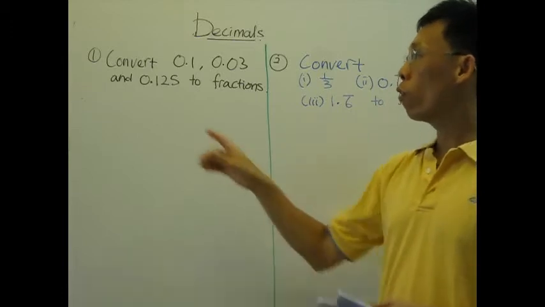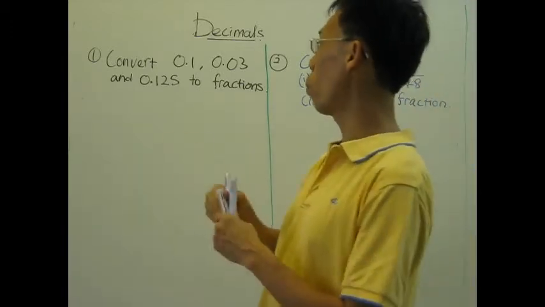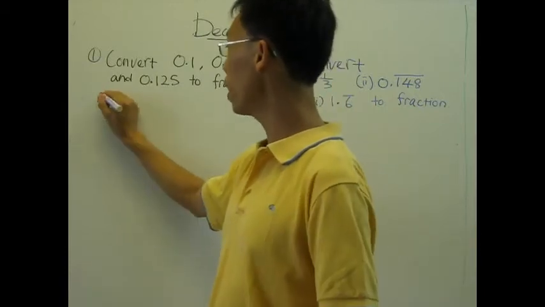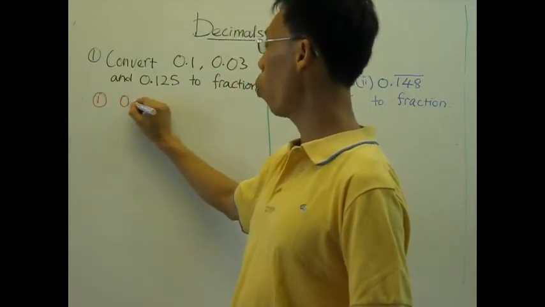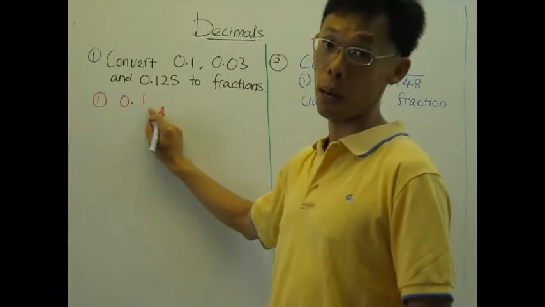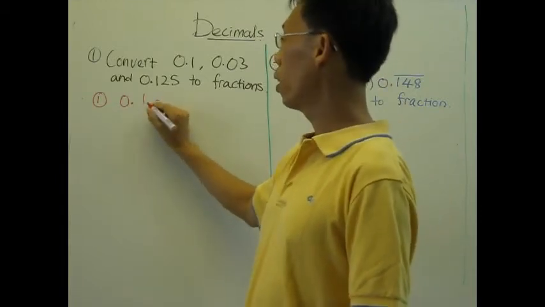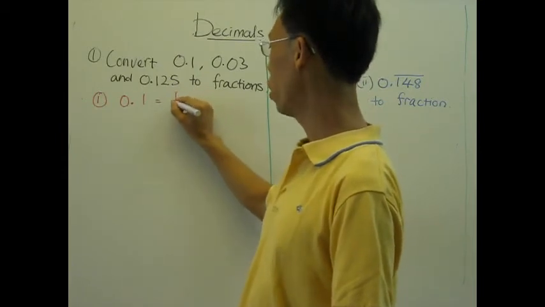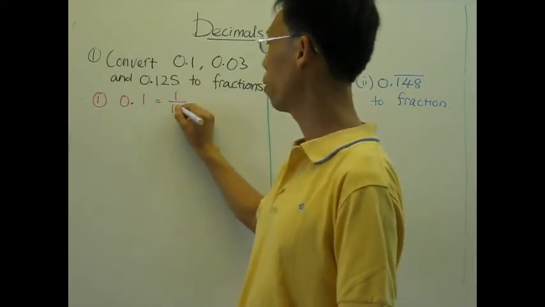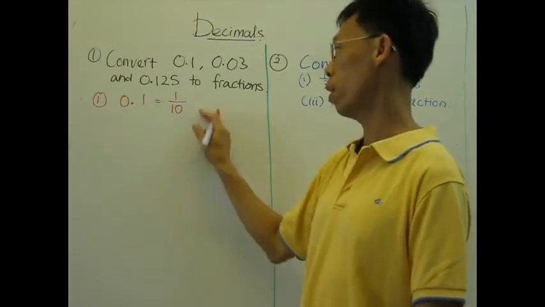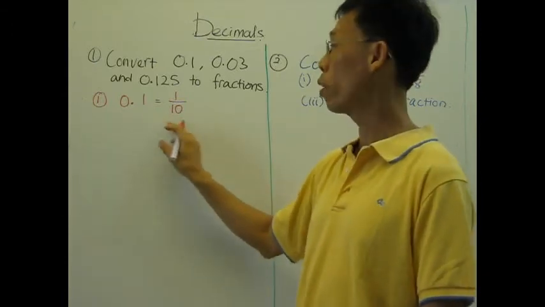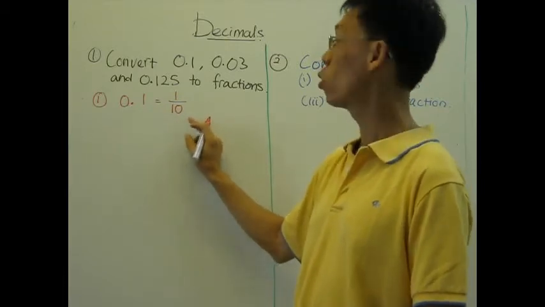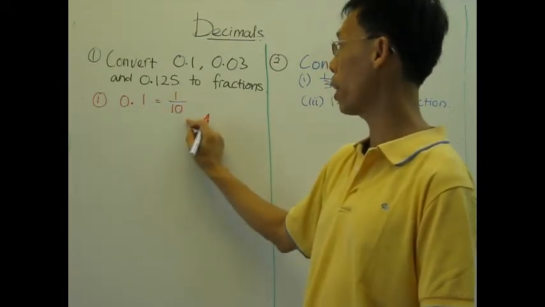Right? So first one, convert 0.1 to a fraction. This one is relatively easy. All we have to write is 0.1 here. So one decimal place, one decimal place. So this is just 1 over 10. 1 over 10 is 0.1. Right? 0.1 means one decimal place, so you divide by 10.